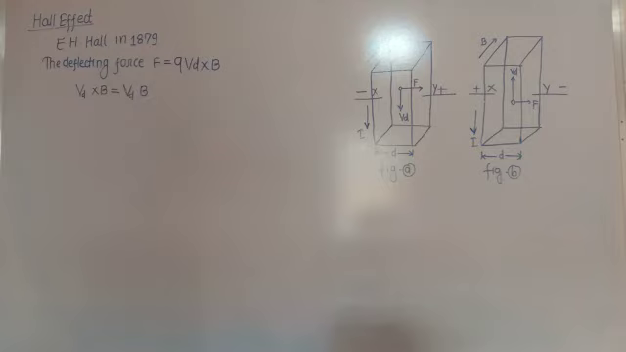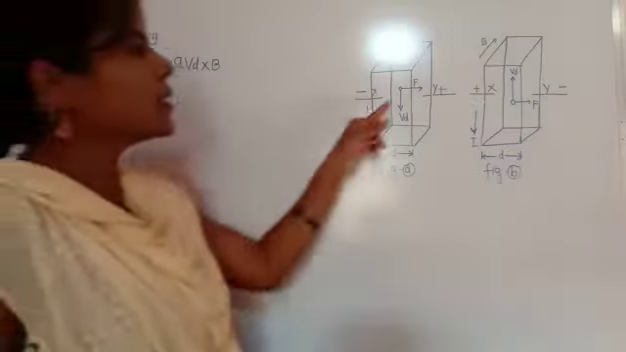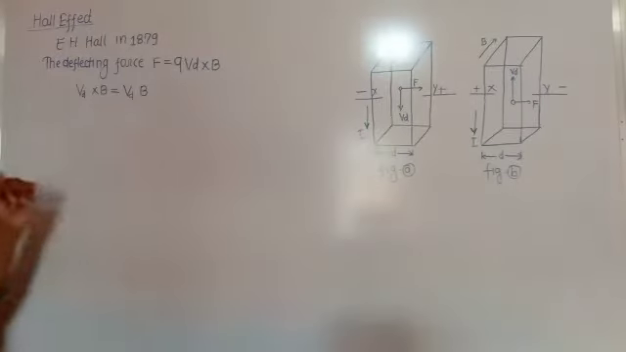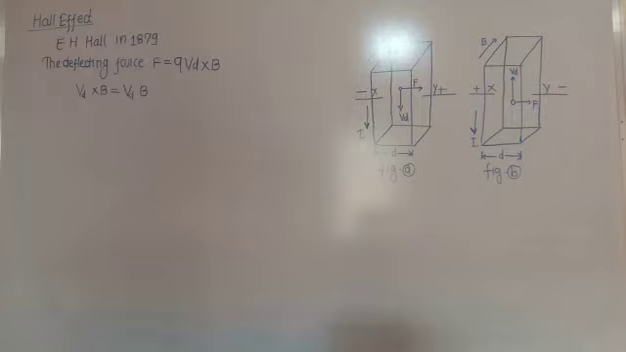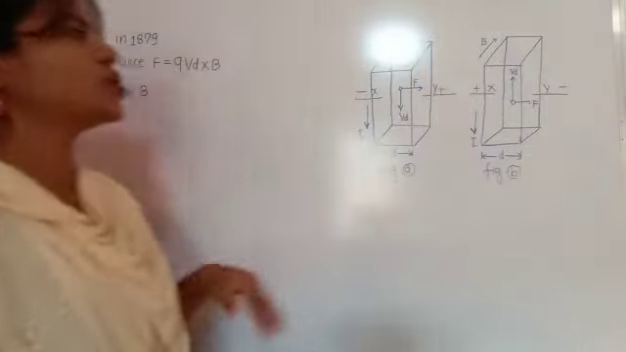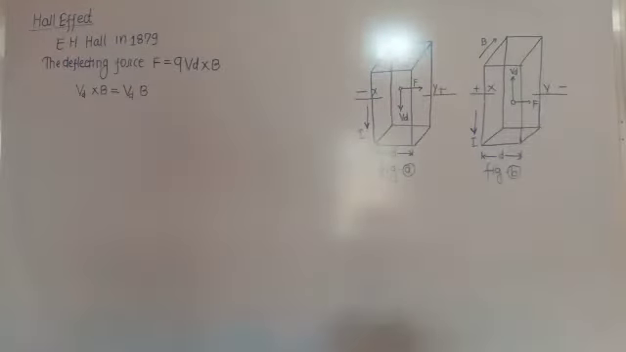Thus the force F acts on the charge carriers, making them drift towards the right. That means there is a force applied towards the right, so that's why the charge carriers drift towards the right, because the direction of this force is nothing but the right hand direction.